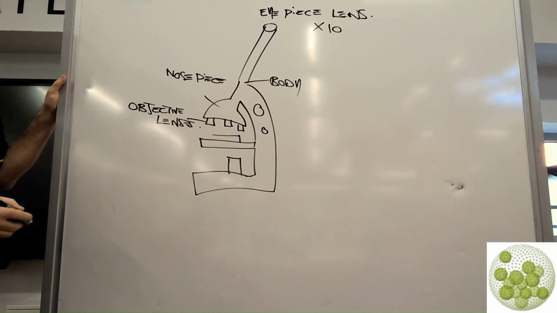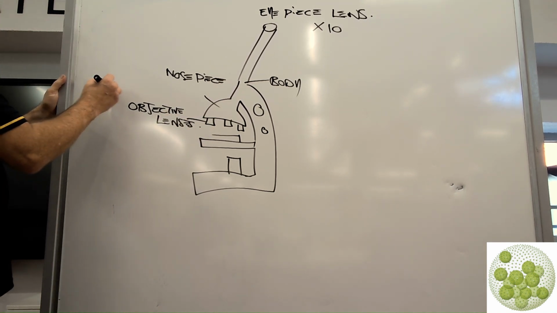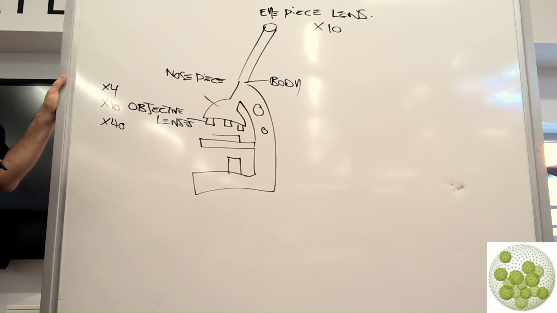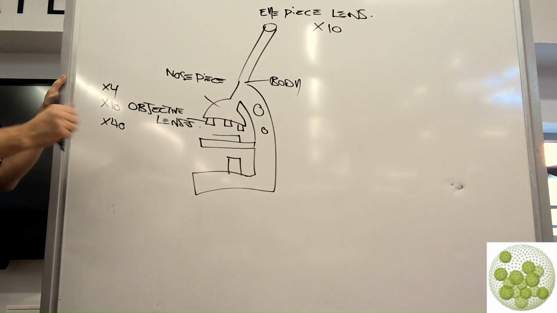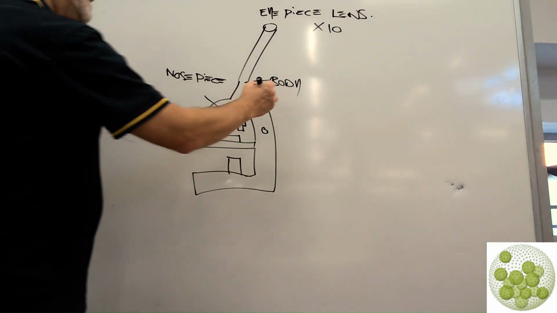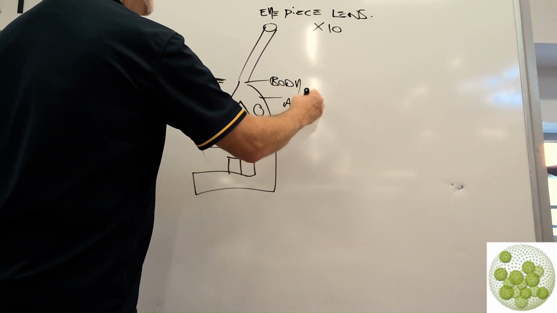There are three types of objective lens. There is a times 4, a times 10, and a times 40. Okay, so you can change the magnification. Over here, this bit here is called the arm.